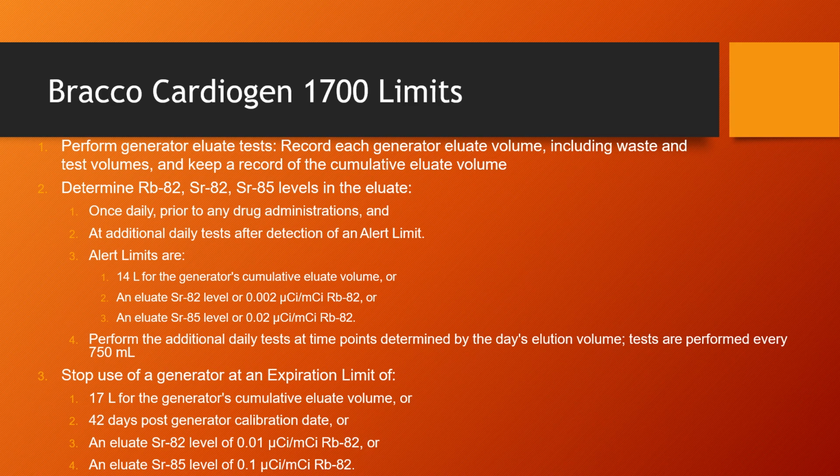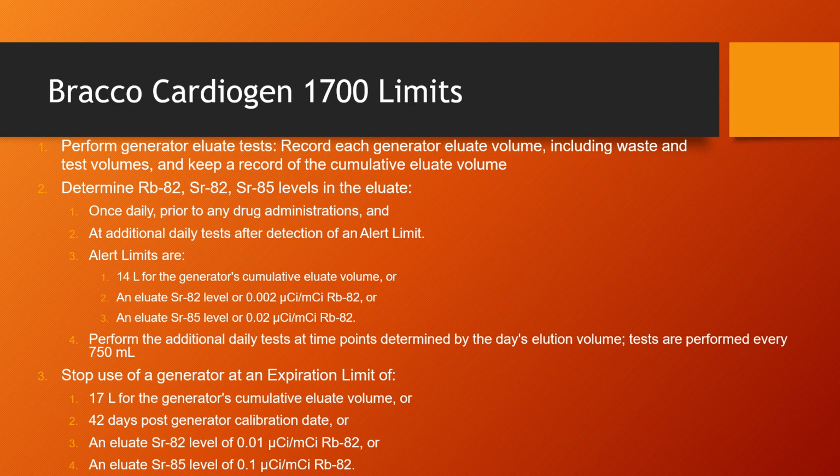With the latest version of the Bracco CardioGen cart, you will perform the generator eluate test, record each generator eluate volume, including the waste and test bottles, and then keep a record of the cumulative eluate volume. The cart does do this for you, and it's displayed on the left side of the screen. Determine the rubidium-82, strontium-82, and strontium-85 levels in the eluate once daily before you administer the drug to any patients, and any additional daily tests after the detection of the alert limit, then you would need to repeat the QC.